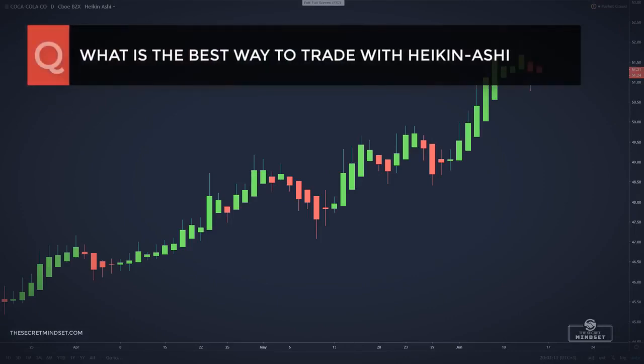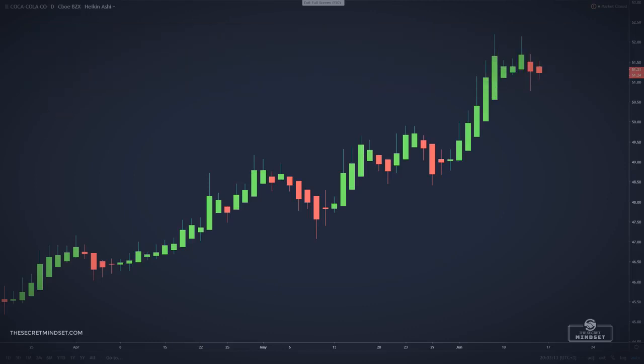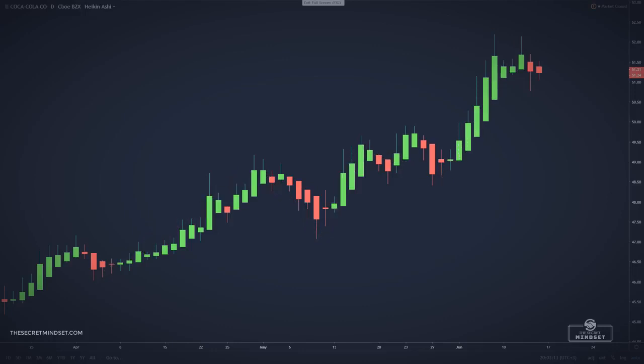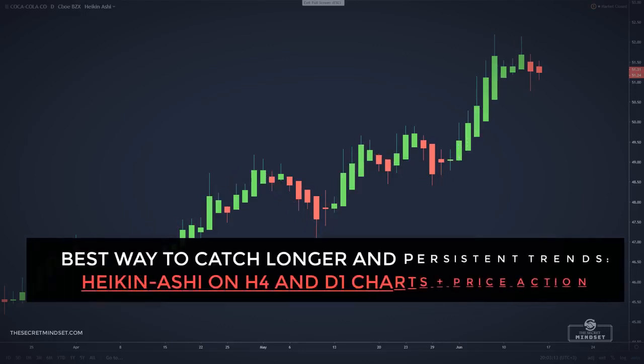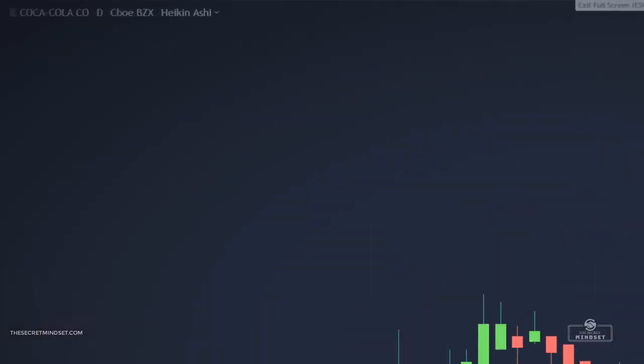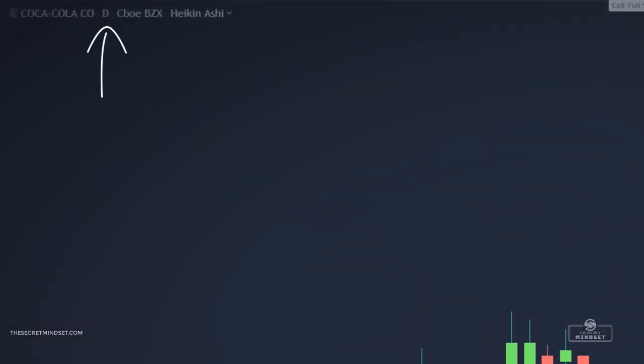Developing a Heikin Ashi trading strategy is surprisingly easy. These charts rarely contradict other technical indicators, rather they simply amplify the trend to make it easier to identify. When used correctly, Heikin Ashi charts are incredibly reliable. If your goal is to catch longer and persistent trends, then using a Heikin Ashi chart will help you toward that end. A simple way to use Heikin Ashi is to add them to the 4-hour or on the daily chart and apply price action rules.